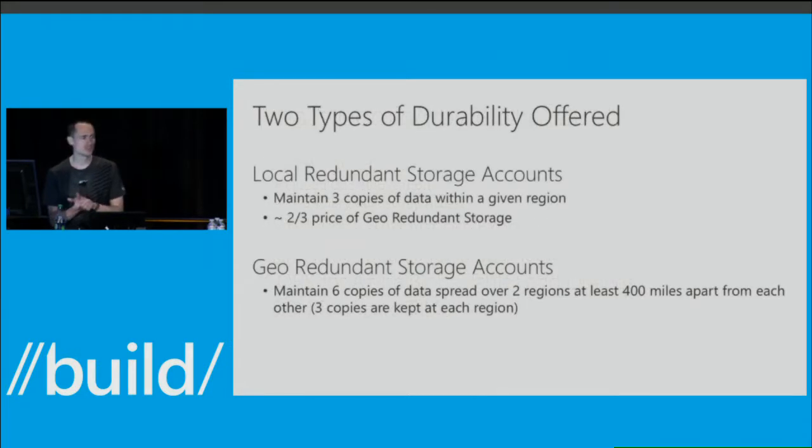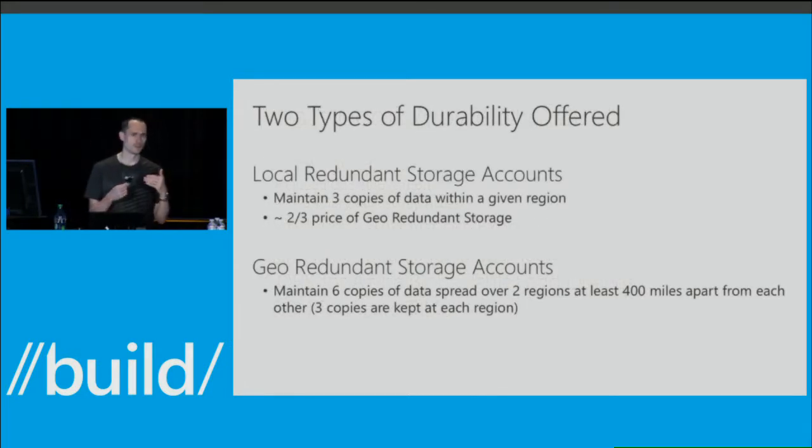Now, before we talk about georeplication, I just want to re-summarize that when you actually have a storage account, there's 2 types of durability you can opt in for. One is what we call local redundant storage. That means your data is kept redundant within a single region. And there's geo-redundant storage, which means that your data is kept durable in 2 regions. 3 copies in the primary region and 3 copies in the secondary region.